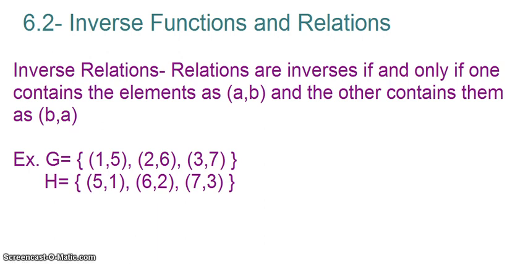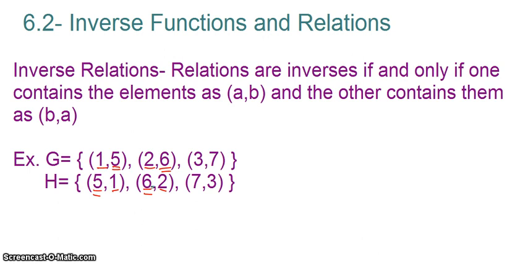So for example, relation G here is 1, 5, 2, 6, 3, 7. Relation H is 5, 1, 6, 2, 7, 3. Notice how they've got the same elements paired the same way, just the order switched. If that is true, you've got an inverse.